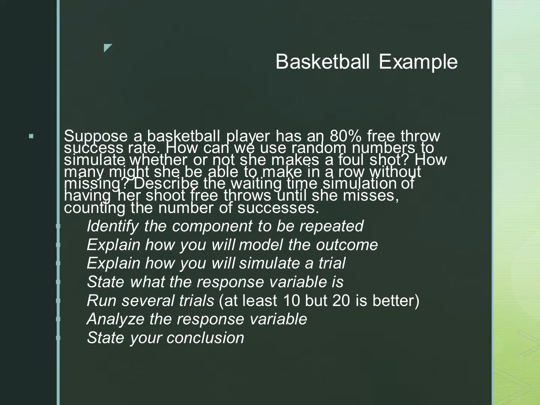first failure. We're describing most things as success, failure. Success is I got what I wanted. Failure is I didn't get what I wanted, right? So success here is she makes the free throw. Failure is she did not. So waiting time simulation is how many until I stop doing something, of how she's going to shoot free throws until she misses, and we're going to count the number of successes.